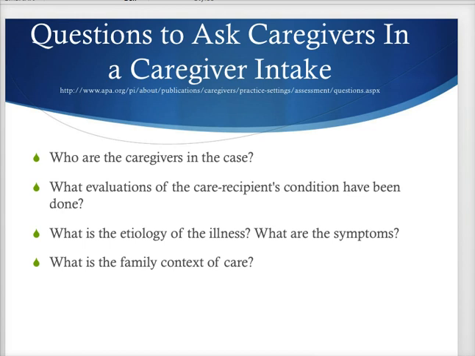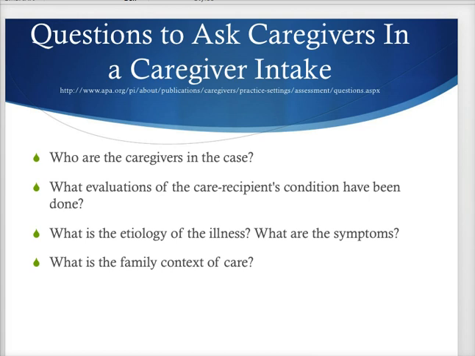Things you can ask for caregiver intake are, who are the caregivers in the case? Basically, because care recipients can receive care from a variety of people. What evaluations have been done? And the follow-up questions to this are, are they adequate? Do you have the results? What have you been told? What do you understand or not understand? To what degree do you accept the diagnosis? What have you learned previously about this illness or disability? What is the etiology of it? What's the expected course of treatment or the course of the condition? And how will care demands change over the illness timeline?